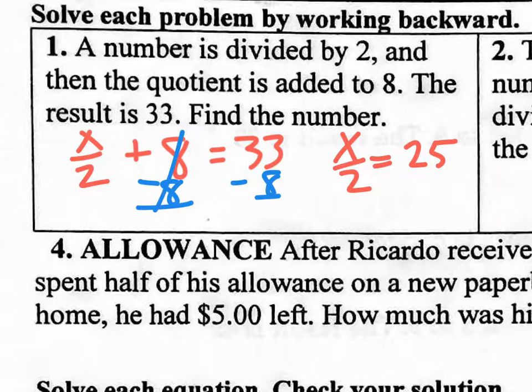And now you could solve this new equation that's on the right side of the line right there. So I would multiply both sides by 2. And you get your final answer, x equals 50.